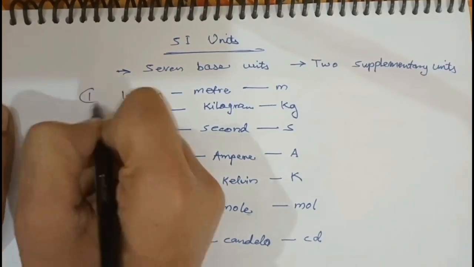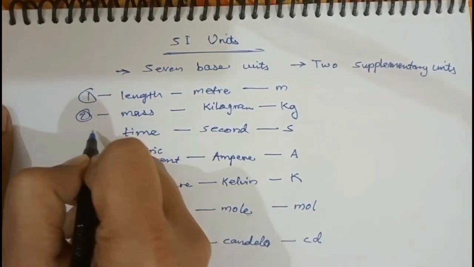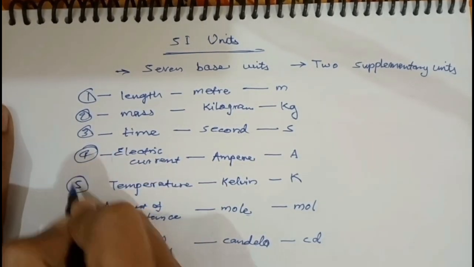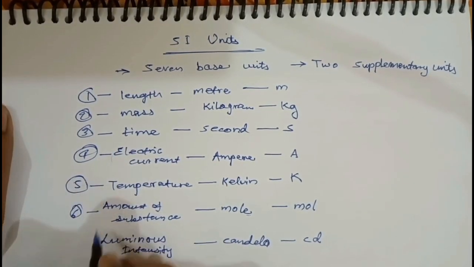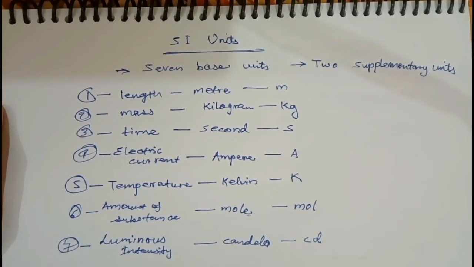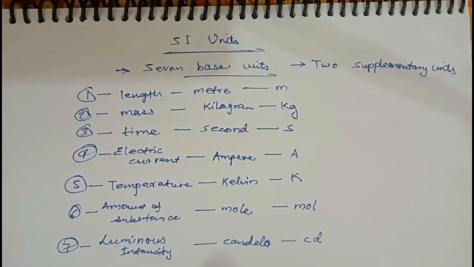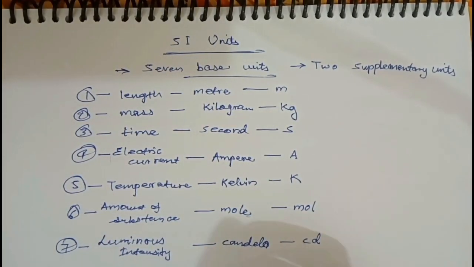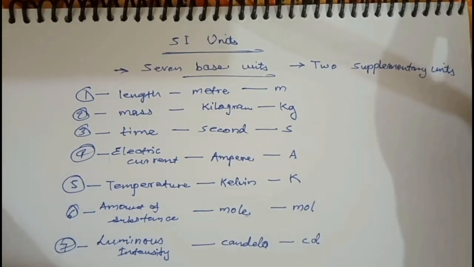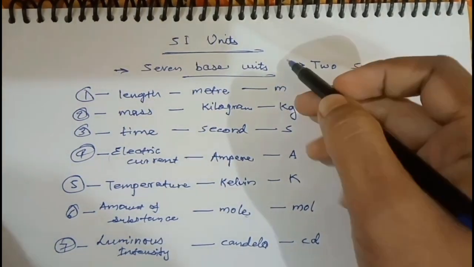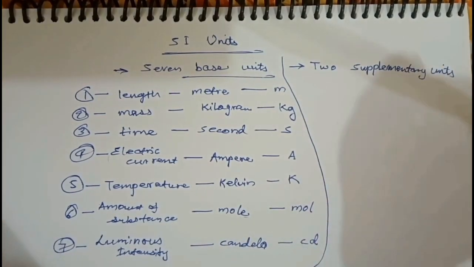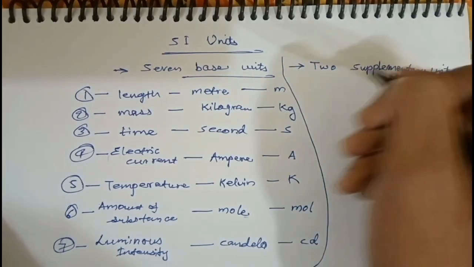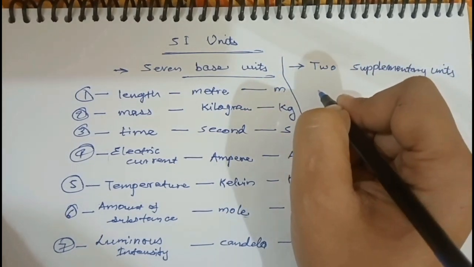So 1, 2, 3, 4, 5, 6 and 7. These are the 7 base units, 7 physical quantities, 7 base units and their abbreviations. And we have also seen that there are 2 supplementary units. What are these 2 supplementary units? These supplementary units are used for plane angle and solid angle.